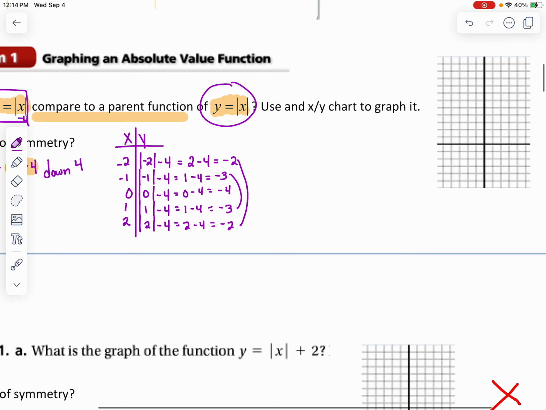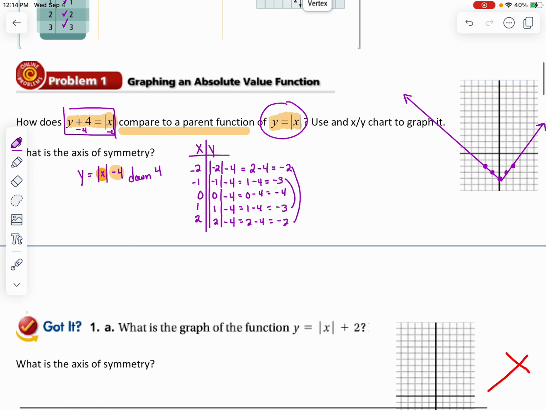Let's plot those points. So left 2 down 2, left 1 down 3, over 0 down 4, over 1 down 3, and there it is. There's that V shape taking form. There you go. That's how you graph an absolute value. You could plug in more values of x if you wanted, but it's not needed. There we go. That looks good enough. You should notice that it did get translated down 4.